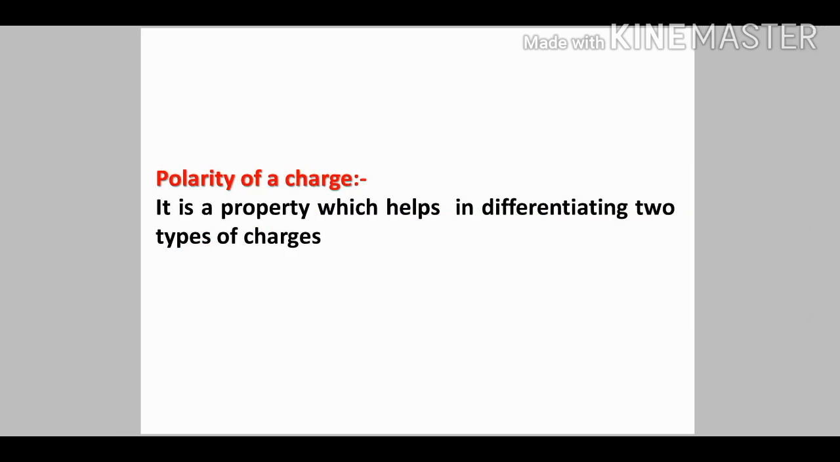There are two kinds of electric charges, namely positive charge and negative charge. This was proposed by Benjamin Franklin. So charges are of two types. How can we distinguish these two kinds of electric charges? By using a property which is called the polarity of charge. Polarity of a charge is a property which helps in differentiating two types of electric charges.